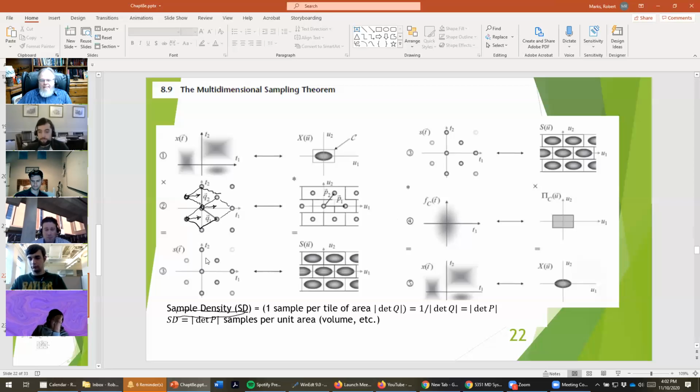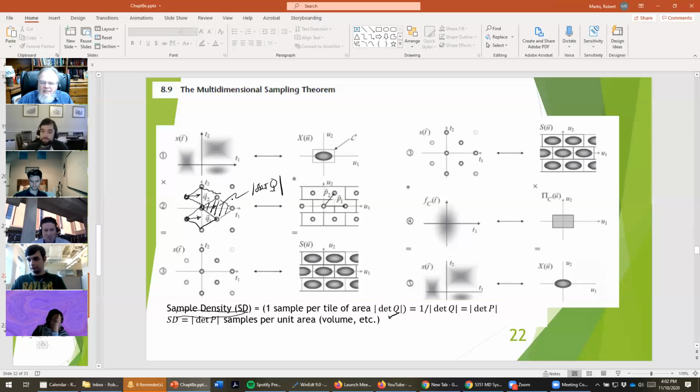And what is a tile area? Do you remember we said that before? This area is equal to the determinant of the periodicity matrix. Yes, I write faster than you talk. So yes, it's the determinant of Q. So we have one sample per tile. And so this is what this is saying down here. We have one sample per tile of area 1 over determinant of Q.